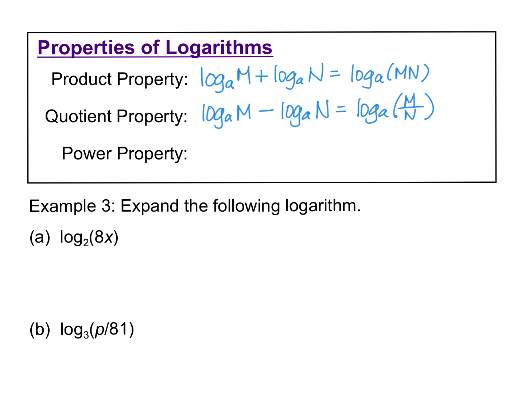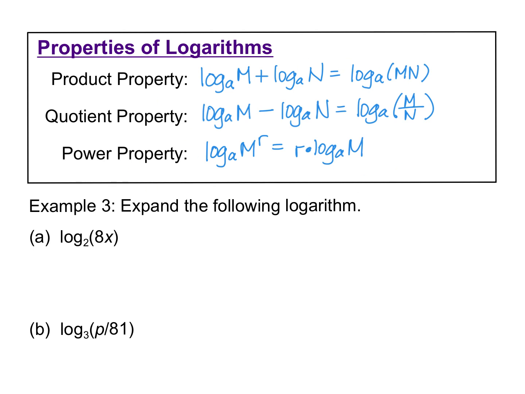The power property says log base a of m to the r power is equal to r times log base a of m. So notice that the exponent on the argument can be moved to the front in this property. So let's look at some examples to see these 3 properties at play.